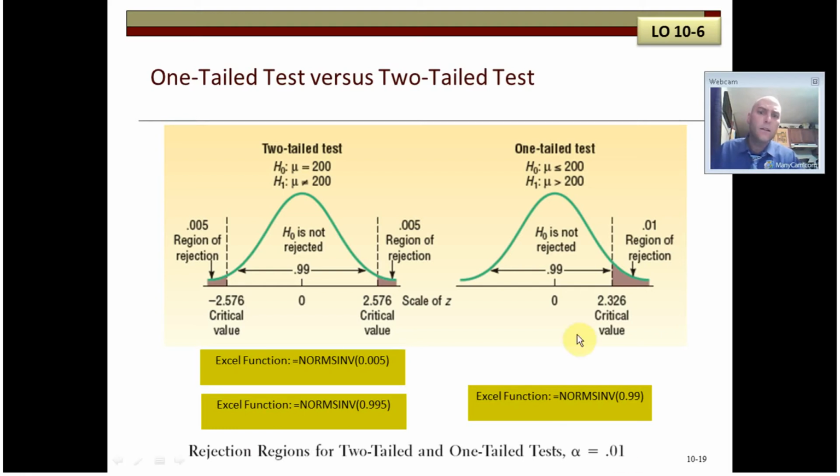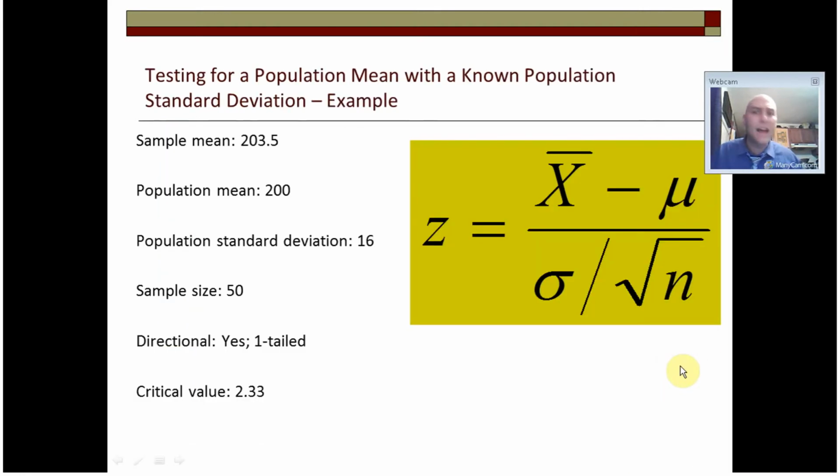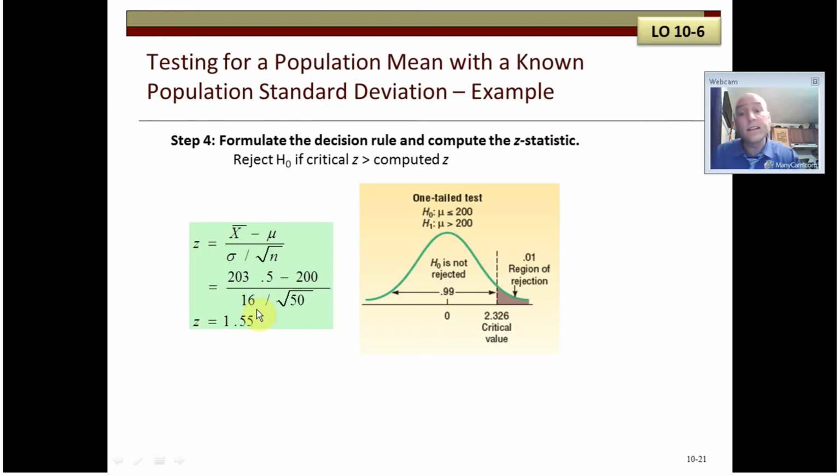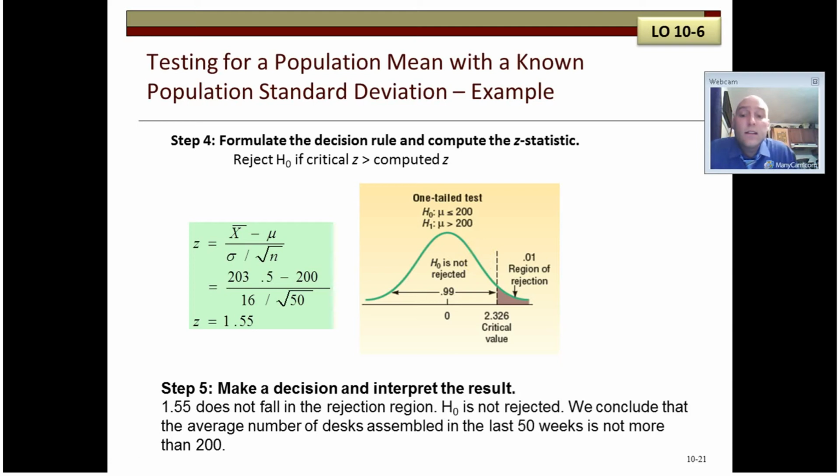We're going to have the same test statistic, by the way, because none of our sample data has changed. Test statistics come from sample data and formula, and if our sample data hasn't changed, you still get a test statistic of 1.55. That's still in the region of acceptance, where H naught is not rejected. So we still say that 1.55 does not fall in the region of rejection. Therefore, H naught is not rejected.